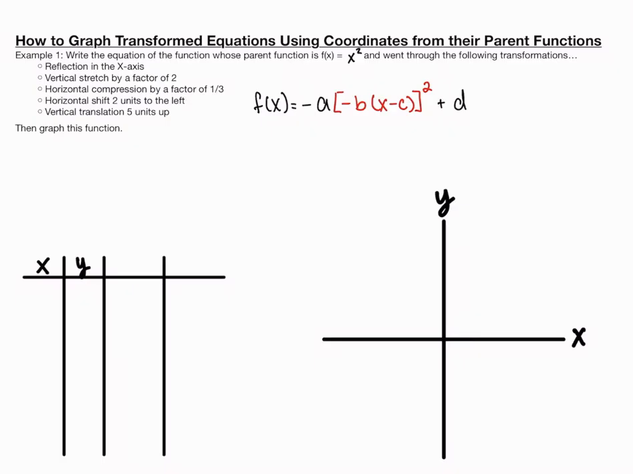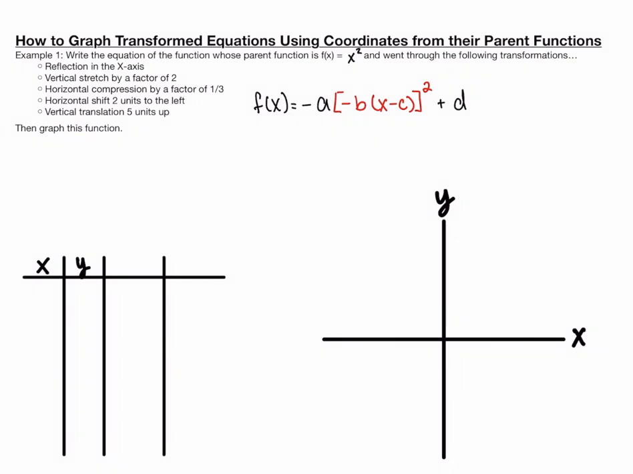Example 1 says, write the equation of the function whose parent function is f of x equals x squared, and went through the following transformations. Then graph this function. So since we're transforming the parent function of a quadratic, we need to use this transformation equation. Remember we talked about earlier how to get this equation. I want you to think about what this equation will look like for a bit before I give you the answer. So pause the video for a second and see if you can figure it out.